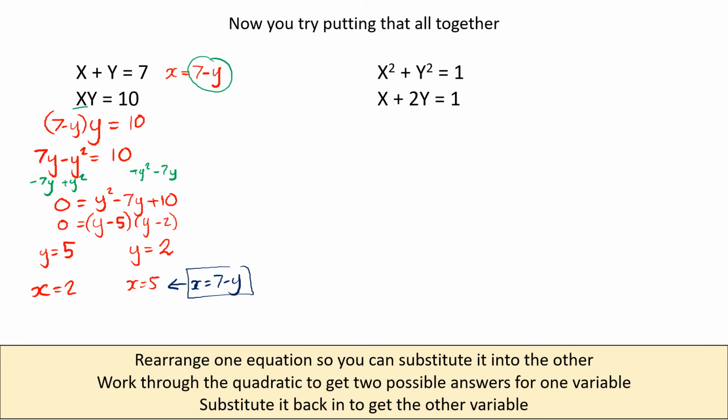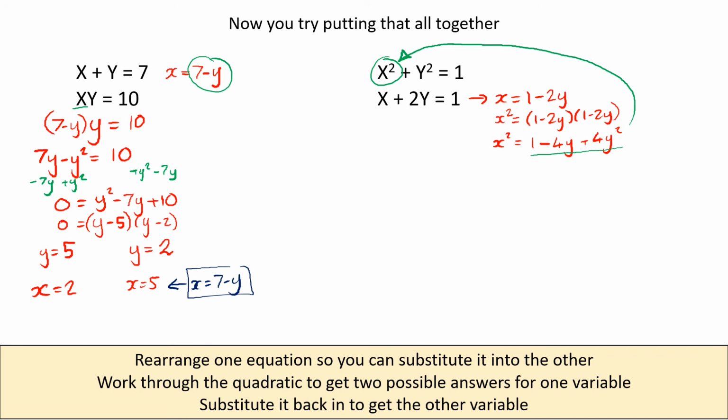You might have done it the other way around, in which case you get the x values first, but you should end up with the same pairs of answers. Okay, on to the second one. So the second one is one where you have to rearrange it to x equals, square it, and then substitute it into the top equation.